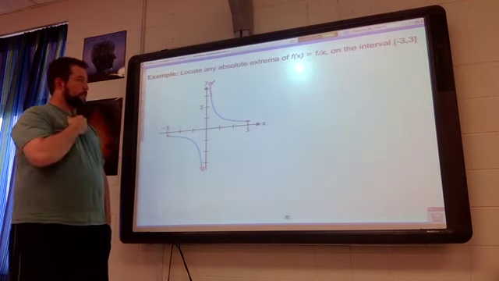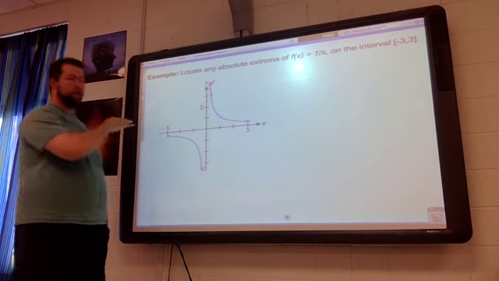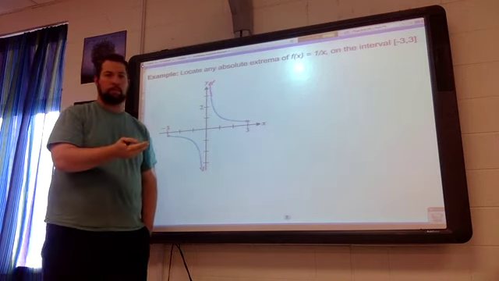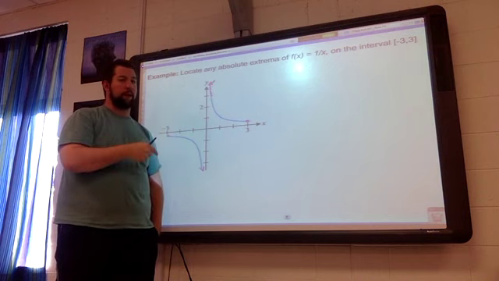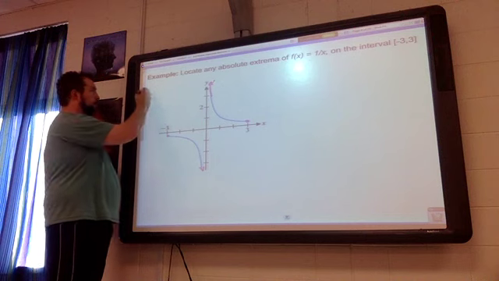All right? So we had the first example where they all had a minimum, and then only one of them had a maximum. And this one has no max or min.